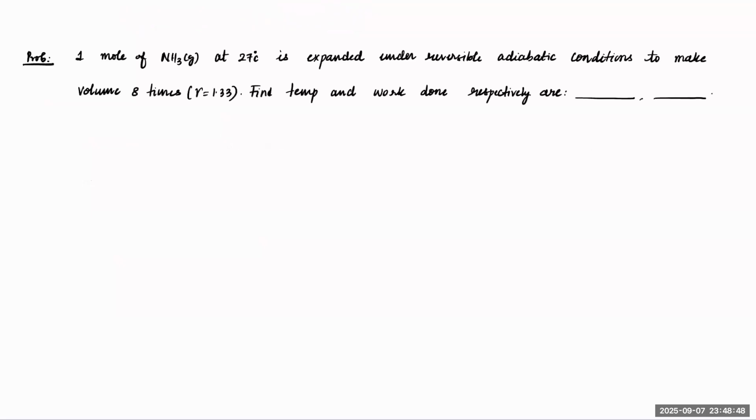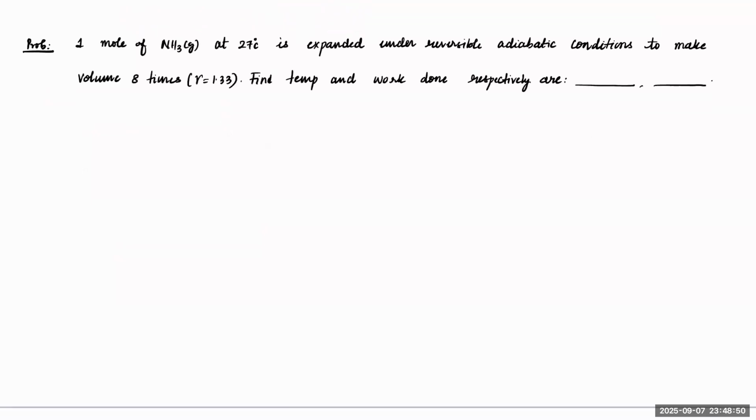See the next one now. 1 mole of ammonia at 27 degrees is expanded under reversible adiabatic condition to make volume 8 times. Find the final temperature and work done. Okay. So here I think you got enough hints. You know what is the process. Please try that and complete it.